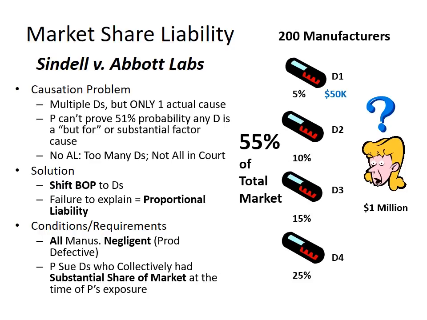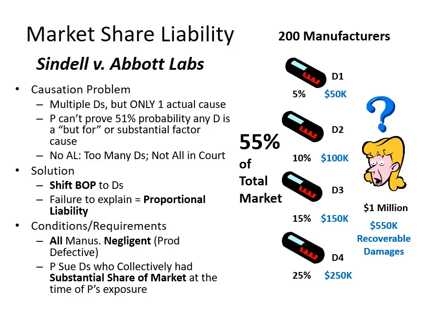So moving to defendant number two, 10% share of the market means 10% proportional liability. That defendant is now responsible for $100,000. Moving down to defendant three, 15% means a $150,000 responsibility. And defendant number four, 25% means a $250,000 responsibility. So notice here that the plaintiff's recovery would be $550,000. Now, the plaintiff is going to get a substantial chunk of her actual damages, but notice that the plaintiff is not going to get full recovery.